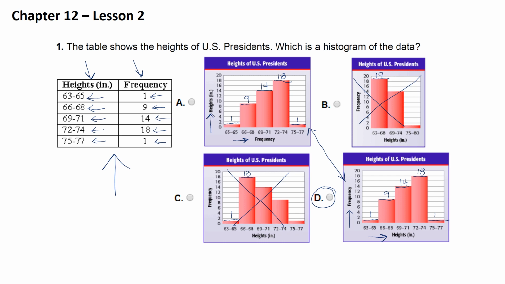Notice for A, the height goes from 0 to 20, but in our graph, we're going from 63 to 77. So this is labeled incorrectly. So your correct answer is D.